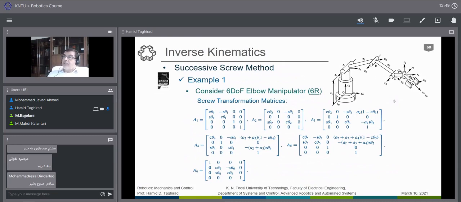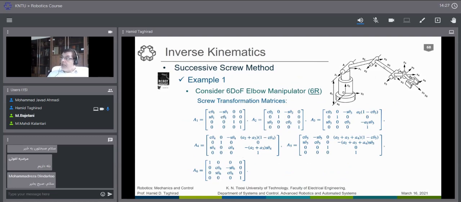We have solved the same problem back in the forward kinematic analysis, and we find the screw transformation quite easily. As you see, we have 6 thetas: theta 1, theta 2, theta 3, 4, 5, and 6. And these link lengths can be found by the forward kinematic approach. So these are given. The parameters within these matrices are unknown, and we would like to find them.